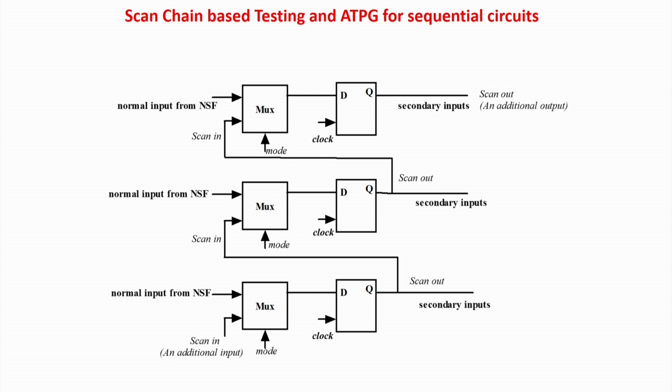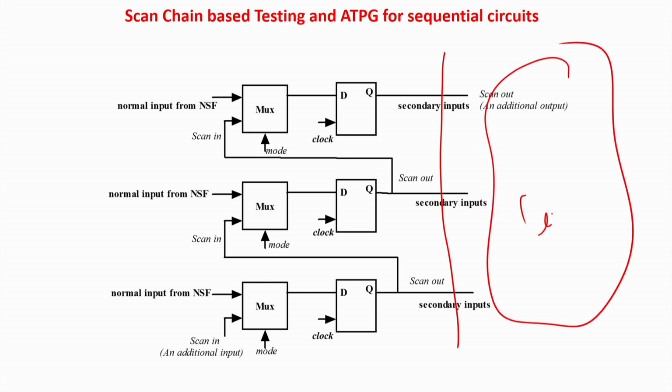Now I am going to give you a very abstract view. Assume in this case there are 3 flip flops: 1, 2 and 3. These are the secondary inputs. Basically, the outputs of all the flip flops will be connected to a combinational cloud, and they are also an input from the NSF. NSF means the next state function block. Basically it is a combinational circuit. The outputs of the flip flops are all fed back to this combinational NSF block.